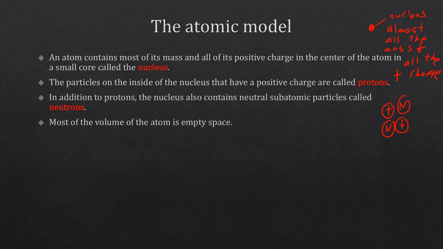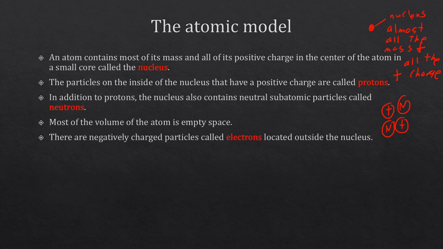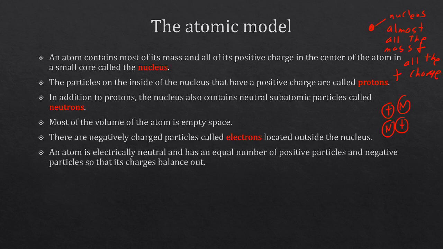Around this, most of the volume is going to be empty space. An atom isn't just a nucleus. There's a whole bunch of empty space around it. But there are going to be some negatively charged particles called electrons located outside the nucleus. An atom is going to be electrically neutral, so it's going to have an equal number of these positive particles and negative particles, so that the charges balance out.